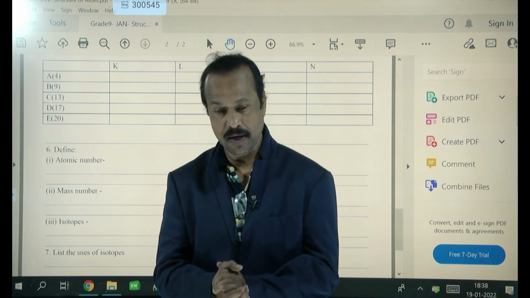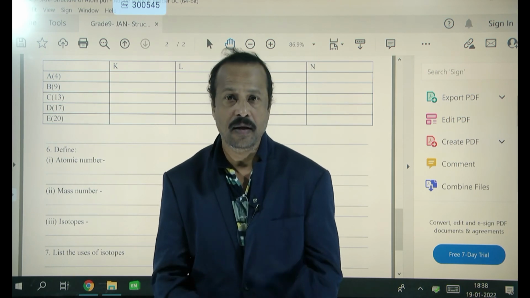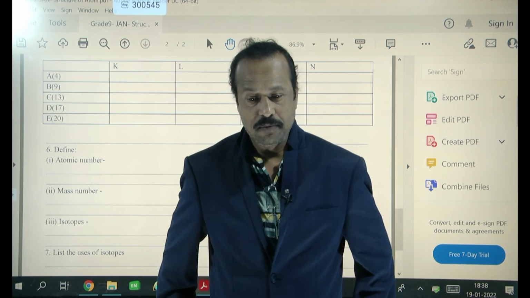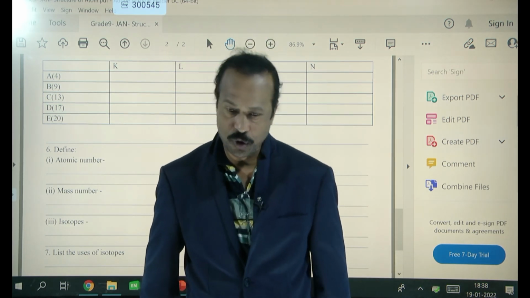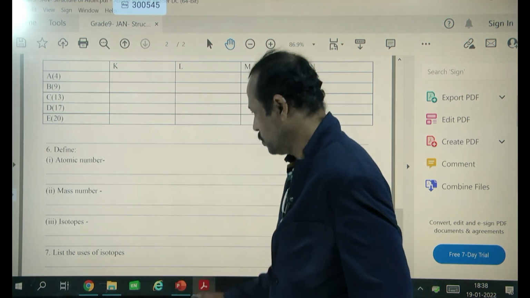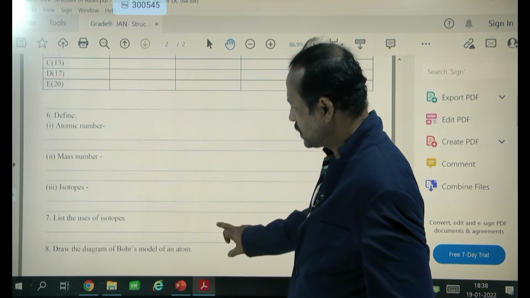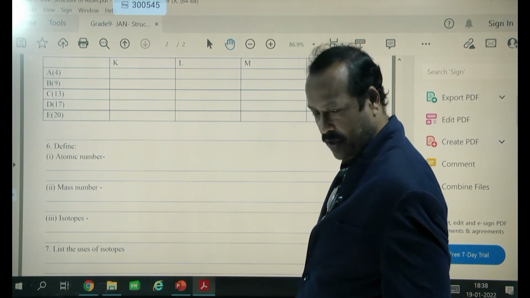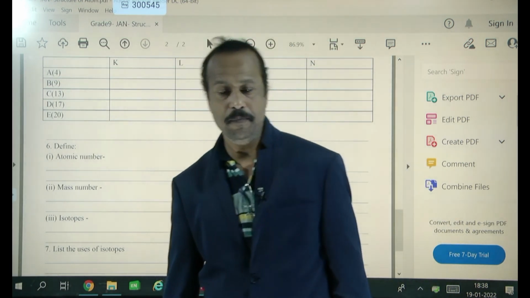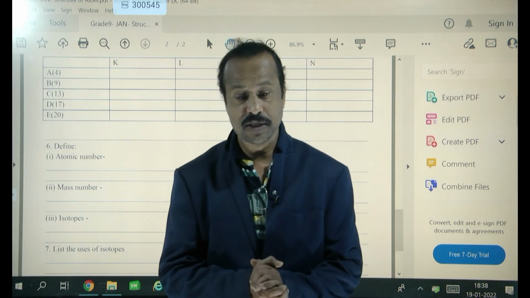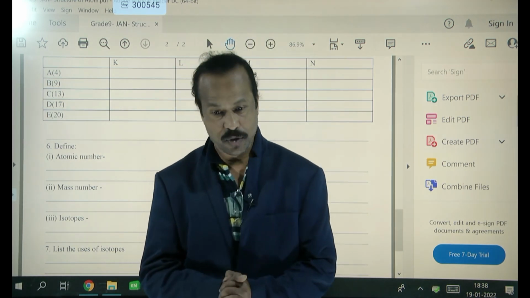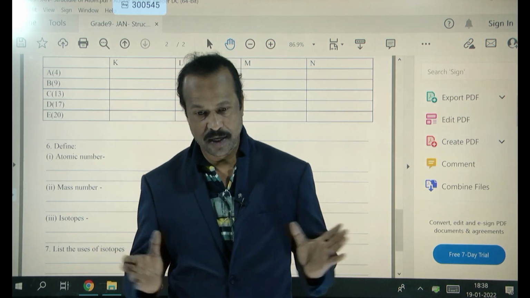Atoms of the same element having the same atomic number but different mass numbers are called isotopes. Good. So let's see some uses of isotopes. Yesterday we discussed that an isotope of uranium is used in the nuclear reactor as a fuel. An isotope of cobalt is used in the treatment of cancer. So we can write these uses.